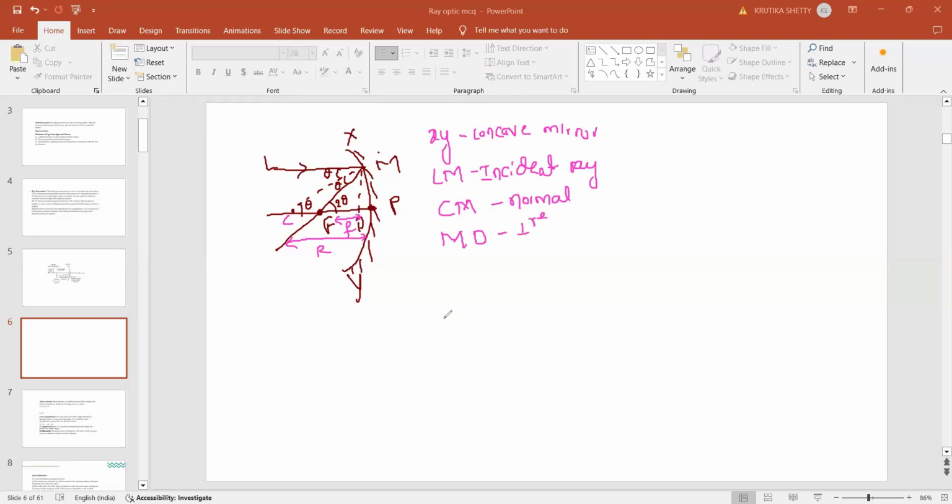It is the perpendicular. Theta is the angle of incidence. Here F is denoted for the focal length. So here you can observe, students.